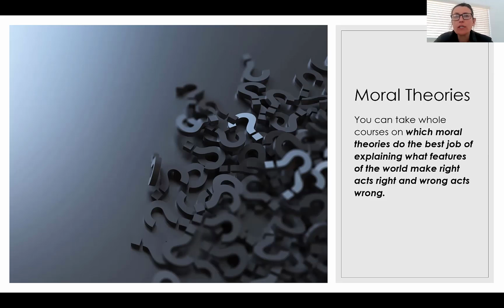So you could take whole courses on this. I barely skimmed the surface, talking about three main moral theories: utilitarianism, deontology, and virtue ethics. There are many more and many combinations. We're going to talk about one more, which is kind of a practical one. It's a combination between a social contract and a deontological approach, which I bet that you'll like. We'll talk about that next week.